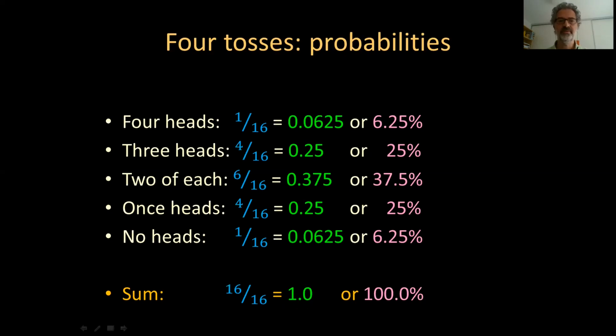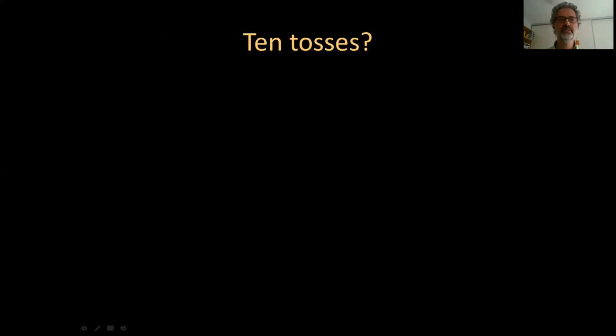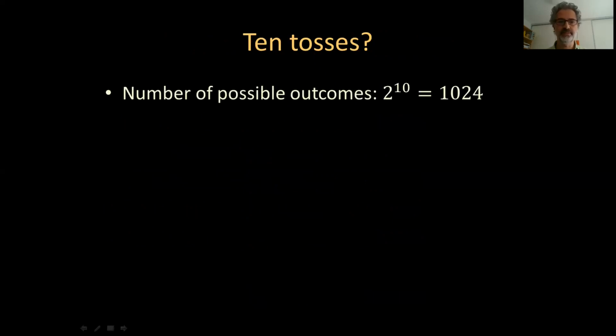Now, if you recall, we actually tossed the coin 10 times. What about the possible outcomes from 10 tosses? Don't panic, we're not going to start counting, but we can still calculate some things easily. So how many different possible outcomes are there? Well, it's 2 multiplied by itself 10 times, and if you bother to do that, you'll see that it is just over 1,000. It's 1,024 different possible outcomes.